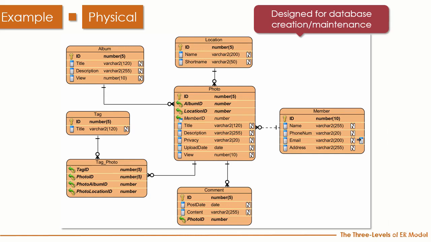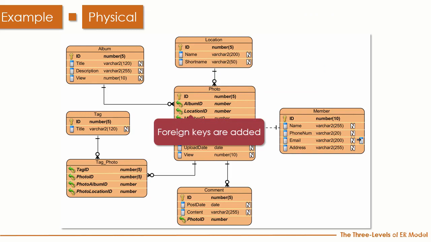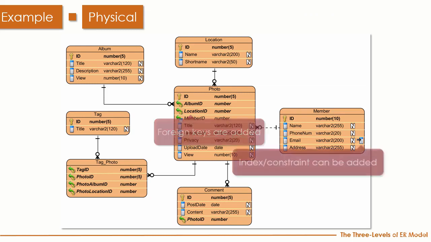In the physical database design, which is for creating and maintaining the database in the long term, we will change to use database-specific types. For example, if we are using Oracle, we will use NUMBER instead of INTEGER. And the foreign keys are added. If you are using professional database design software like Visual Paradigm, the database relationships, foreign keys and primary keys will automatically sync, so you don't need to worry about keeping them synchronized by yourself.